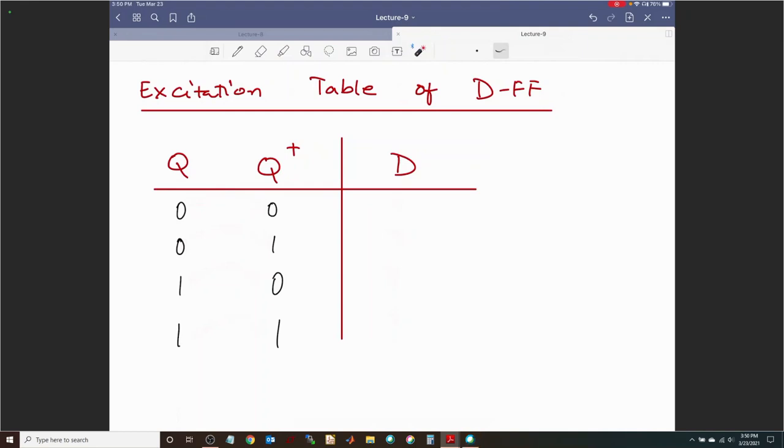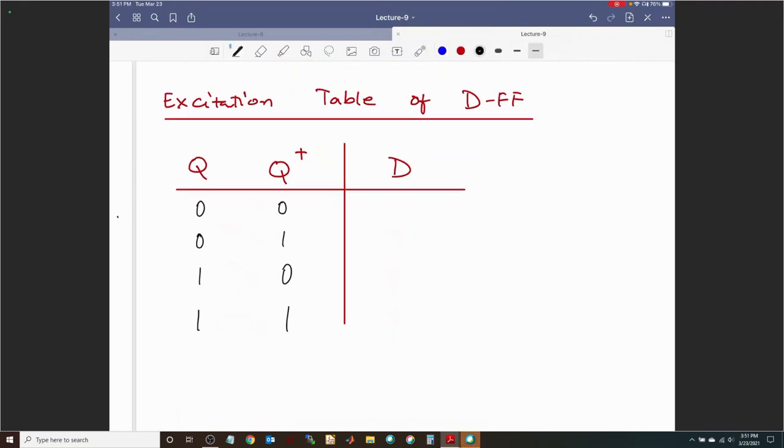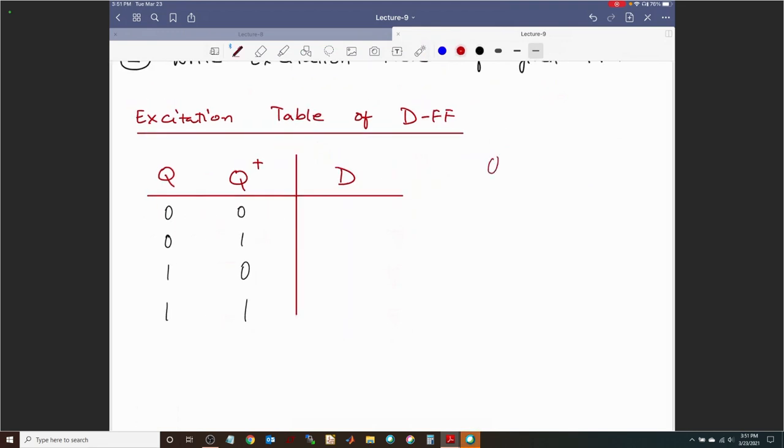It's a data flip-flop. Whatever goes in will come out as your next state. It happens after the active edge of the clock, but whatever goes in comes out. In other words, Q plus equals D for a D flip-flop. The next state is whatever you give me at the input, D.